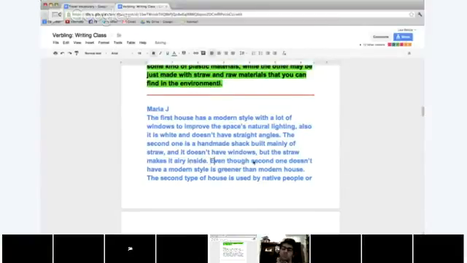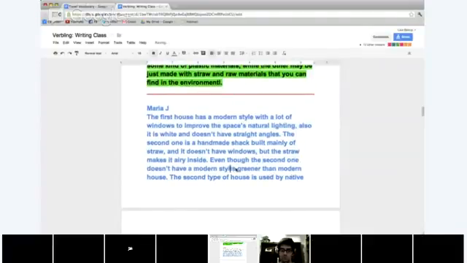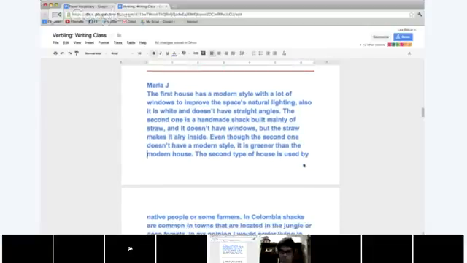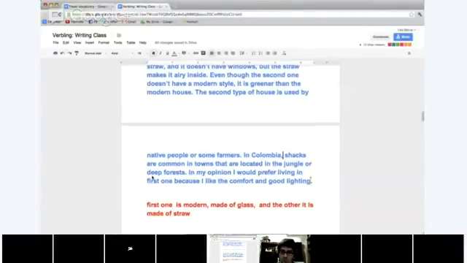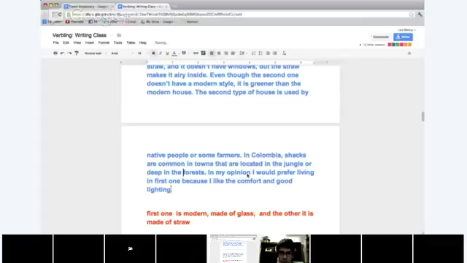Even though the second one doesn't have a modern style, it is greener than the modern house. The second type of house is used by native people or some farmers. In Colombia, shacks are common in towns that are located in the jungle or deep in the forest. In my opinion, I would prefer living in the first one because I like the comfort and the good lighting.